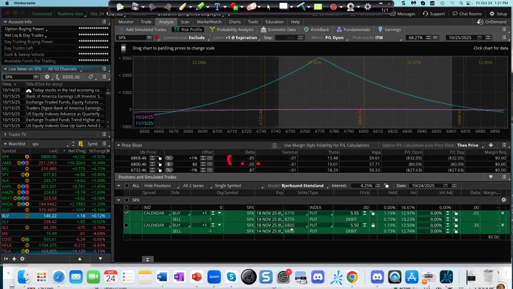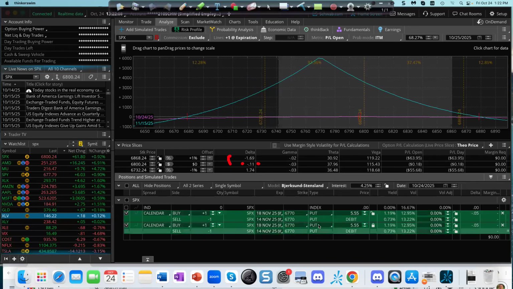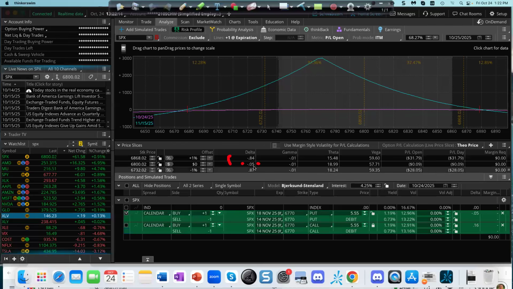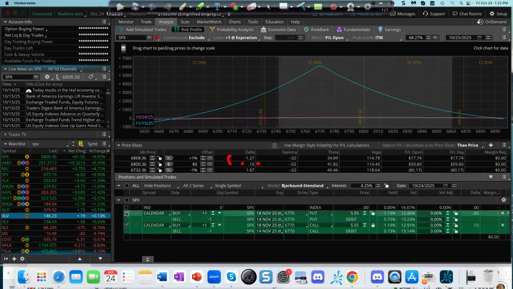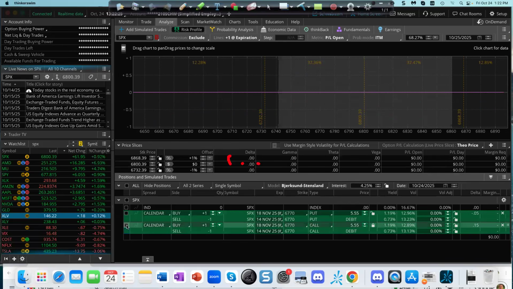Why puts? So here's the thing. Does it matter if you do puts or calls with a calendar? It doesn't, right? In other words, if I do, let's go calls. So here's puts. I'm minus 0.05, gamma, theta. If I go to calls, it's basically the same graph. Now, is there a difference? There is. Which is going to be more expensive, puts or calls? What do you think?